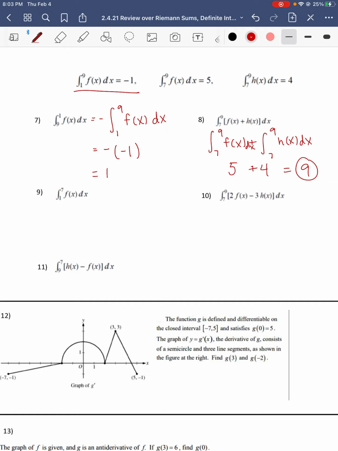All right, for 9, it's looking for the integral from 1 to 7. So that's not one of the ones given to us. But to get that, you could just take the integral from 1 to 9 of f of x and subtract the integral from 7 to 9 of f of x. And then that would give you the integral from 1 to 7 of f of x. So from 1 to 9, it's going to equal negative 1. Then minus from 7 to 9 would be 5. So negative 1 minus 5 would equal negative 6.